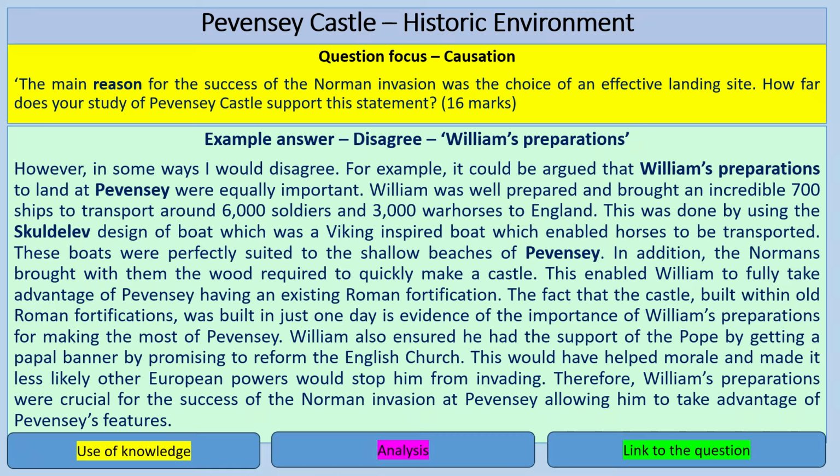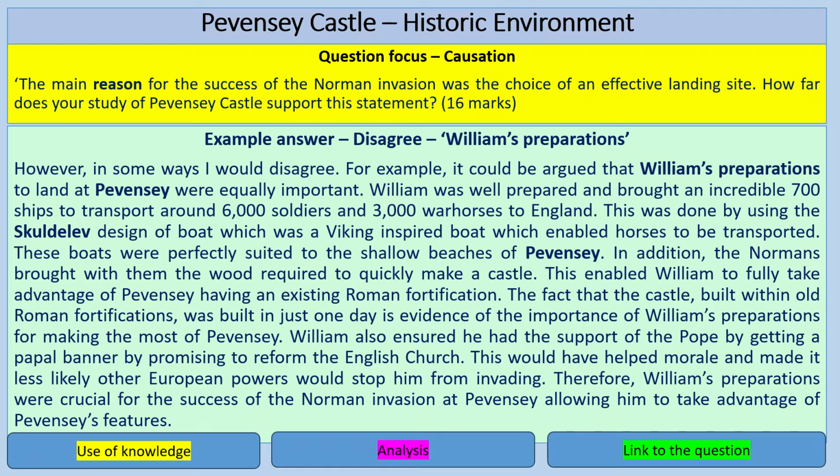This enabled William to fully take advantage of Pevensey having an existing Roman fortification. The fact that the castle, built within old Roman fortifications, was built in just one day is evidence of the importance of William's preparations for making the most of Pevensey. William also ensured he had the support of the Pope by getting a papal banner by promising to reform the English Church. This would have helped morale and made it less likely other European powers would stop him from invading. Therefore, William's preparations were crucial for the success of the Norman invasion at Pevensey, allowing him to take advantage of Pevensey's features.